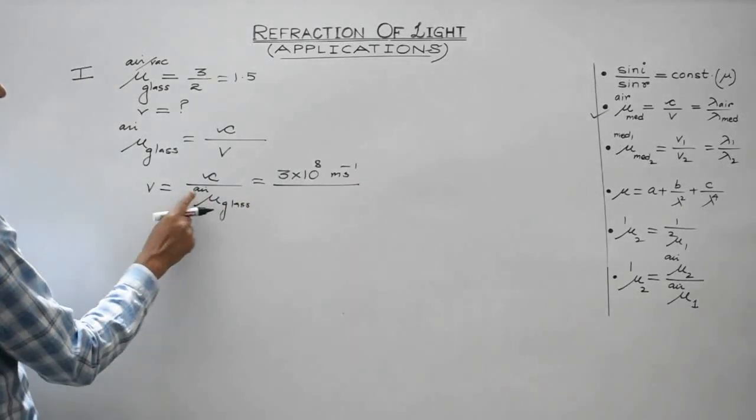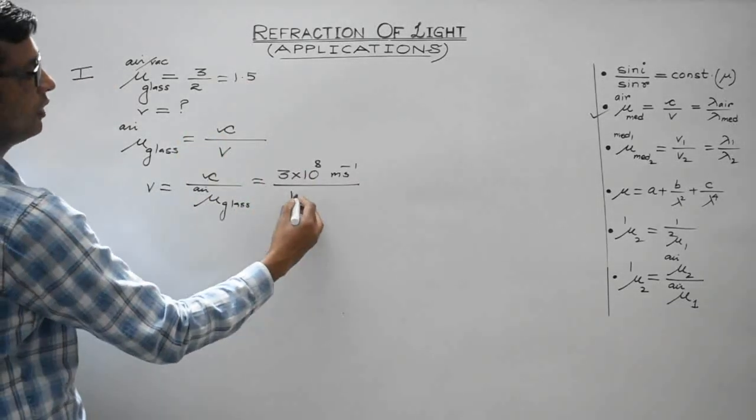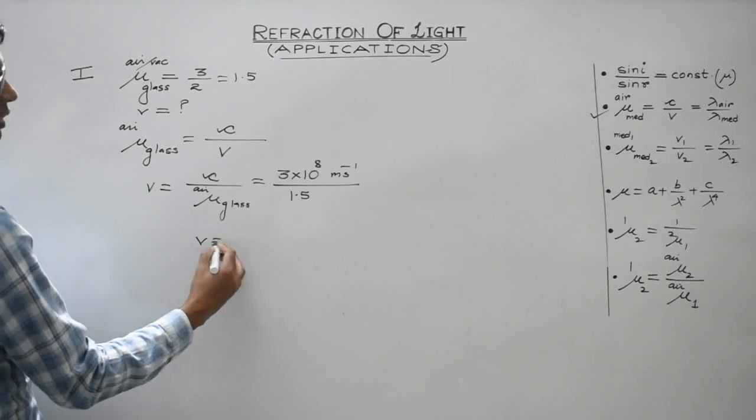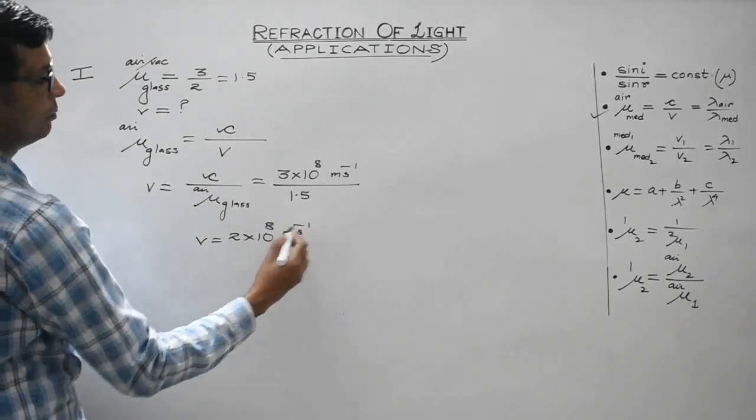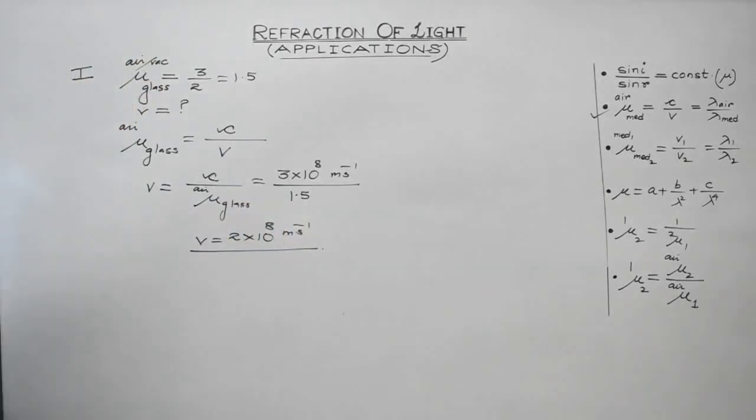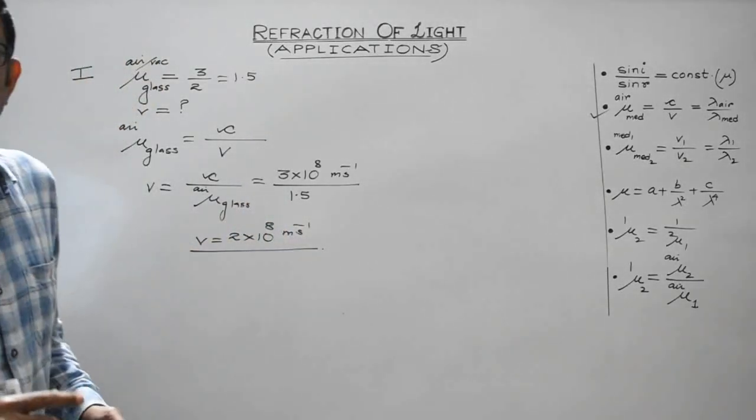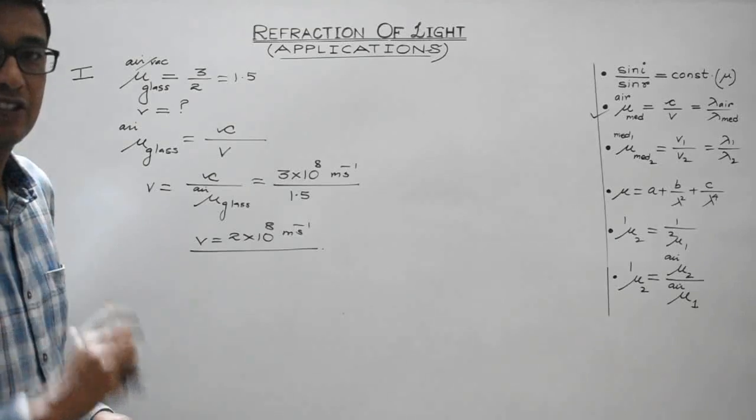And what about the refractive index of glass with respect to air? It's 1.5. So it would be equal to 2 into 10 raised to 8 meter per second. So that will give you the speed of light in glass.